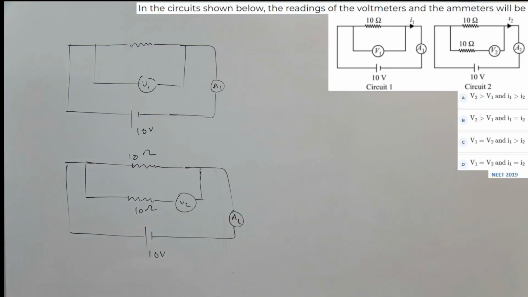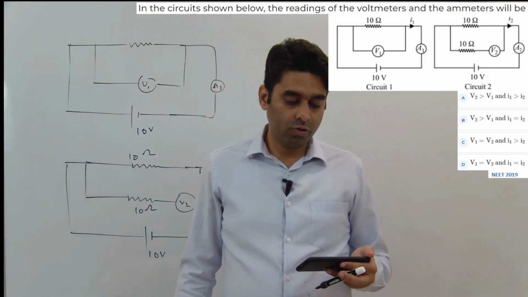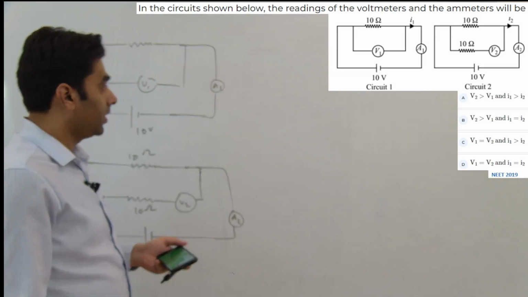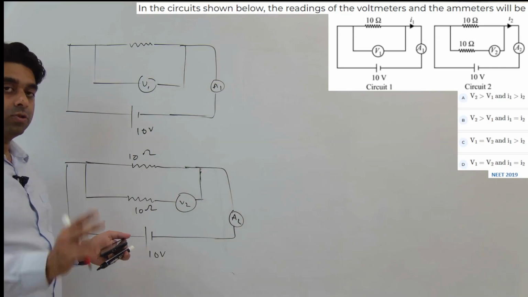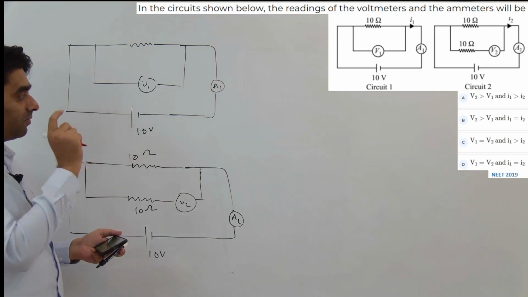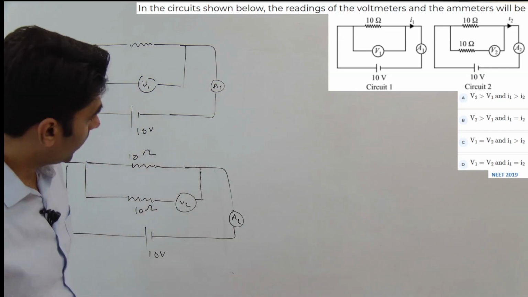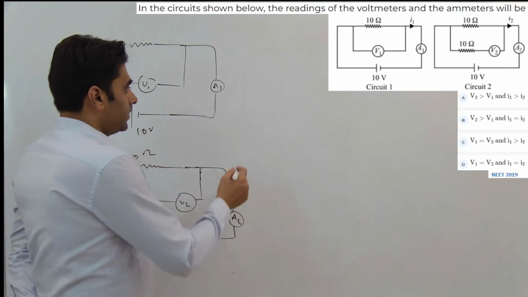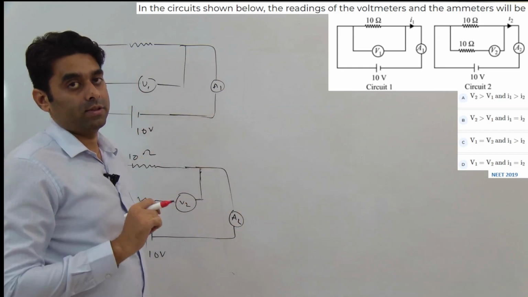Yeah. So our next question that is given to us is, in the circuits shown below, the reading of the voltmeter and ammeter will be. 2 circuits are given to you in which they are asking us to compare between V1, V2 and A1, A2. Now beta, if you notice carefully, what happens is, voltmeter as a device, we want that voltmeter which has very high resistance.